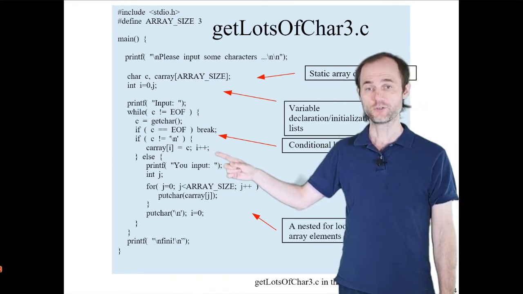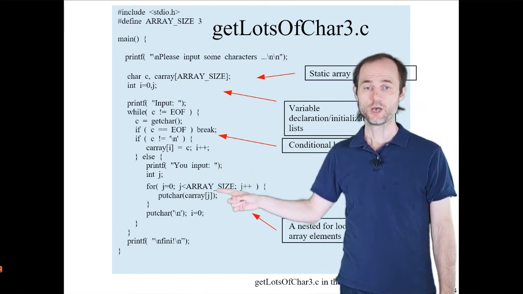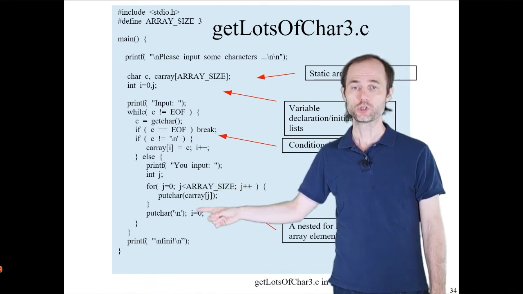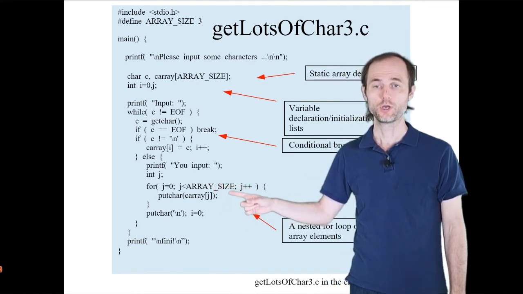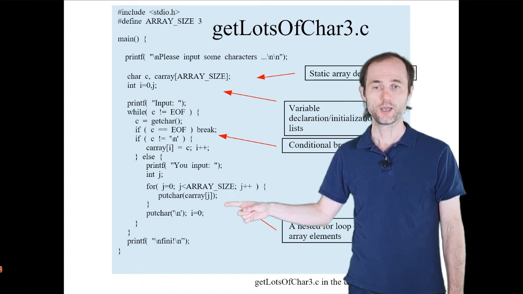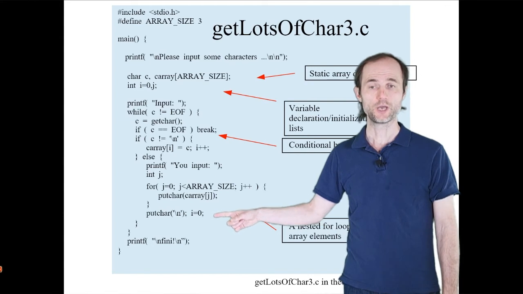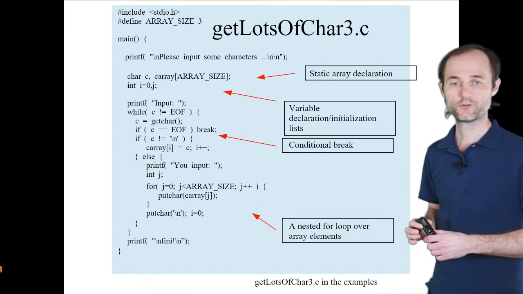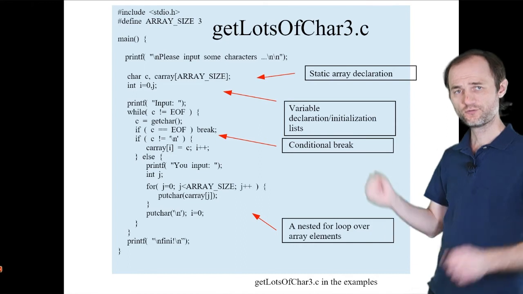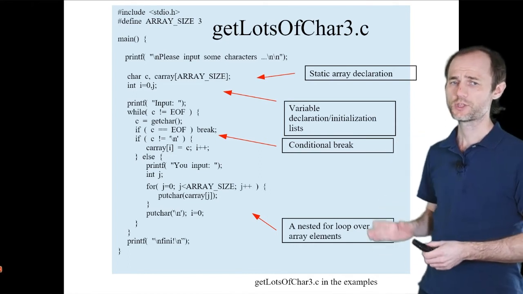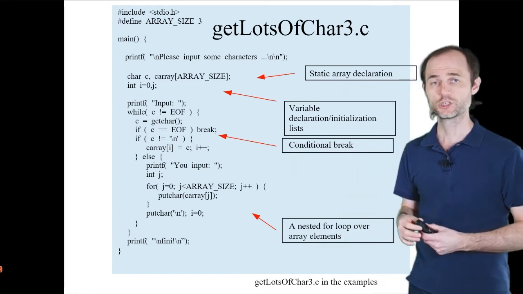And if it is an end of line character, we're going to print out the input, and we're going to do so by looping over the entire array and printing it out. Finally, we will wrap it up by printing a new line character, and we're going to declare victory by printing out Fini.